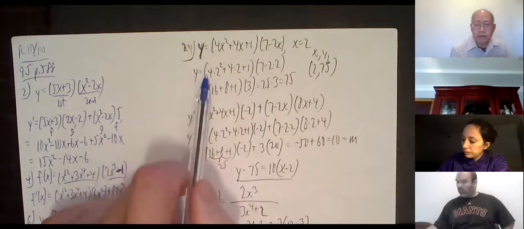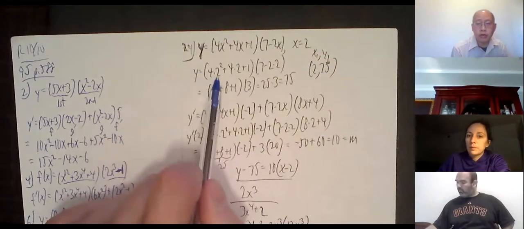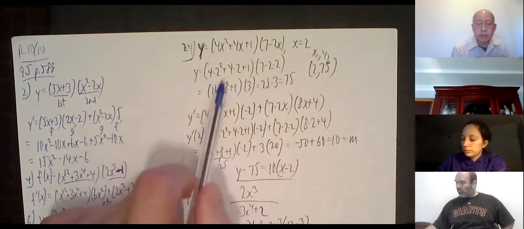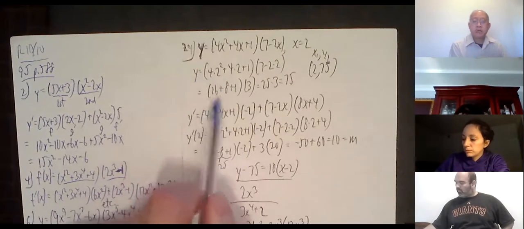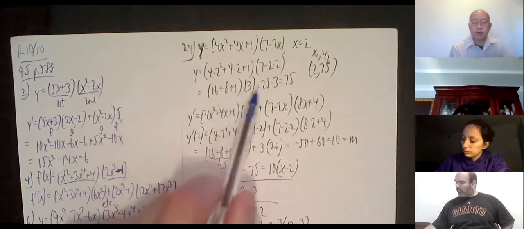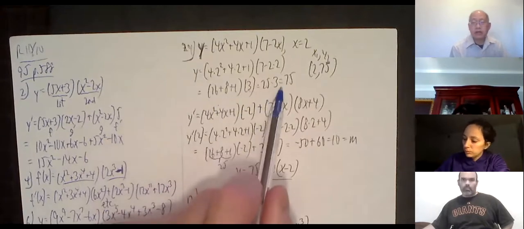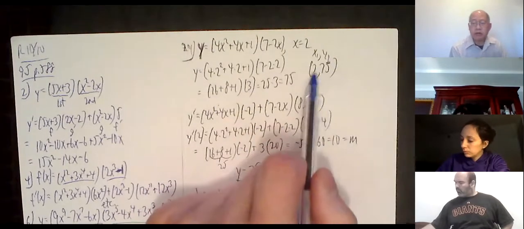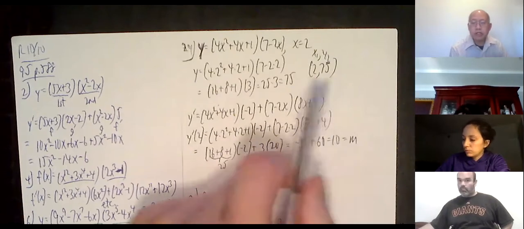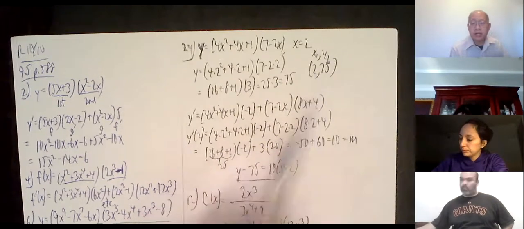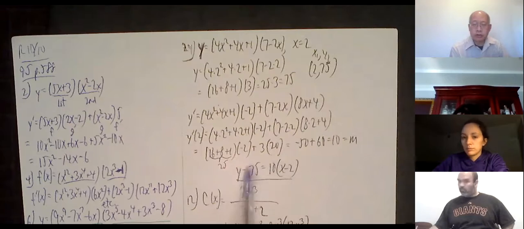Okay, this one's going to be what? 4 times 4, 16. 4 times 2 is 8 plus 1. Okay, 16 plus 8 is 24, plus 1 is 25. So 25 times 3, 75. So the ordered pair, x1, y1, is 2, 75. That's my point. I need the slope, then I'll throw it into the point slope form.